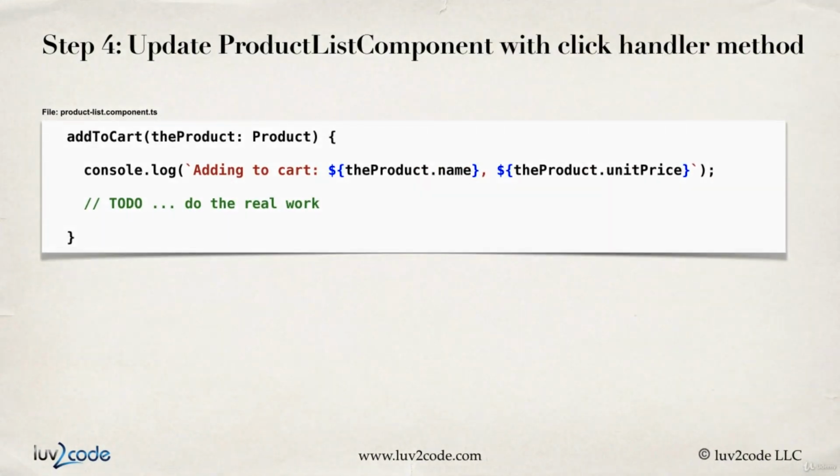Alrighty, step 4 of updating the product list component with the click handler method. So here's the method addToCart. They pass in the product. And right now, all we'll do is simply log the information. So I'll say console.log product.name, product.unitPrice. We have some more real work to do later as far as actually adding it to our cart service. But for now, we'll just focus on getting this part working. Alrighty, so this looks pretty good. Let's go ahead and move into our IDE and let's get started.